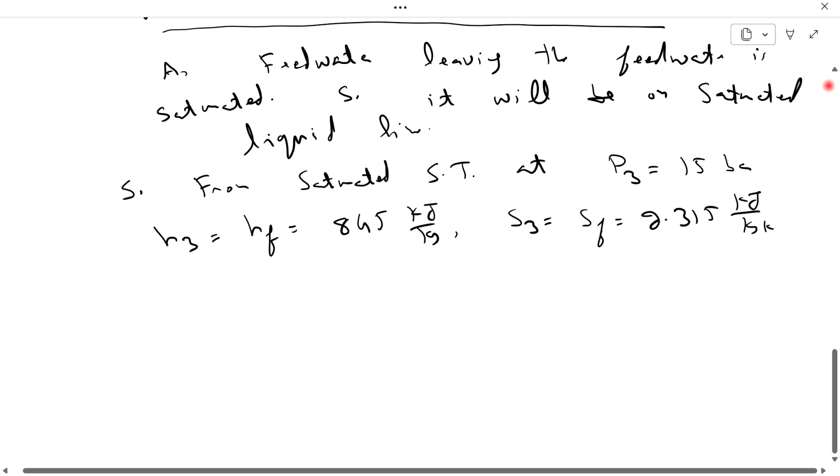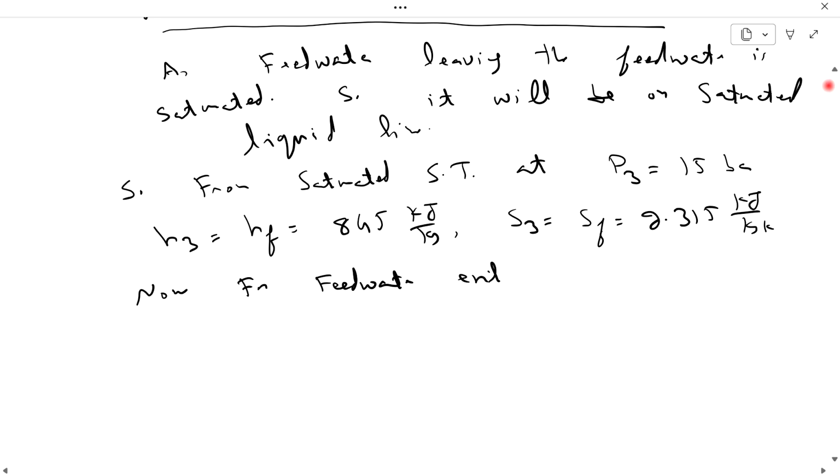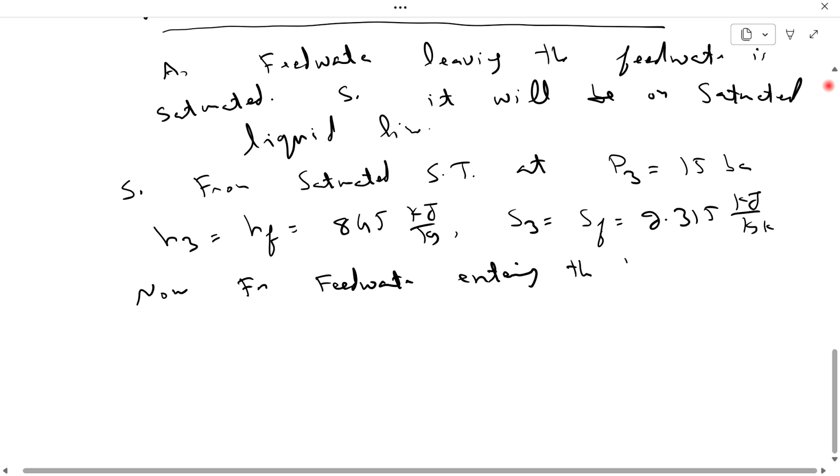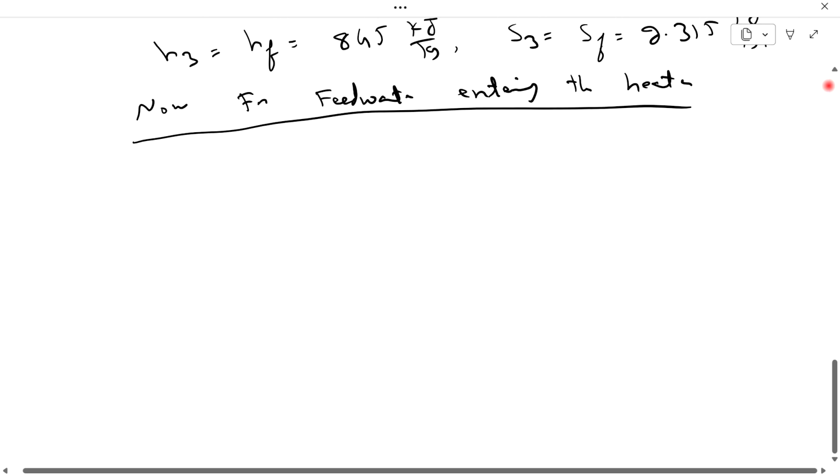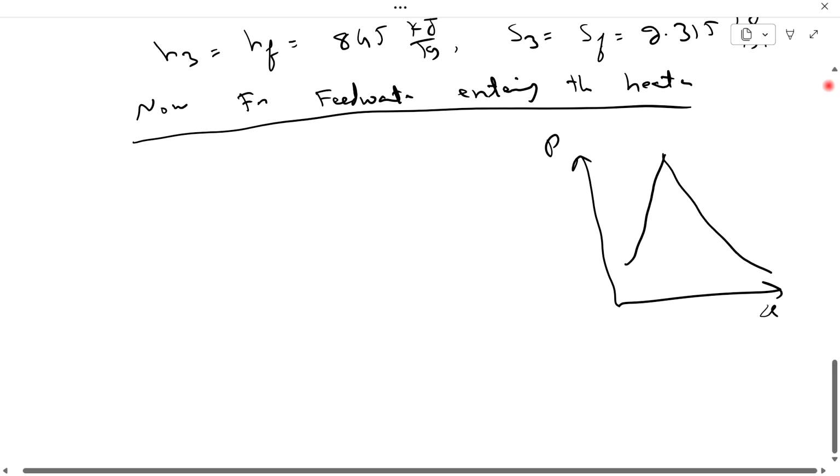Now, the feed water entering the heater. Entering the heater is before saturated liquid, and this is the PV diagram, pressure in bar and specific volume. The feed water exit is on the saturated liquid line, and entrance is before this line. Before this line means this is in the subcooled region.